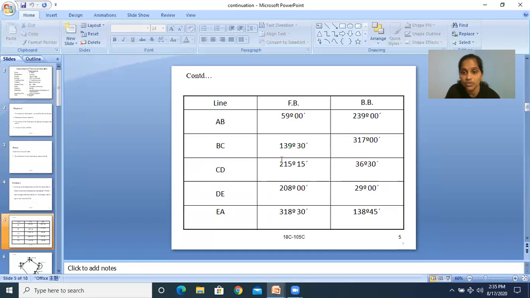First of all, what we have to do? We have to check which station is free from local attraction and which station is affected by local attraction by comparing the forebearing and back bearing of each line. So first one, AB line, we will see: 239 degrees 00 minutes minus 59 degrees 00 minutes. So this is exactly 180 degrees. AB line, forebearing and back bearing differ by exactly 180 degrees. We will see whether any more stations are free from local attraction.